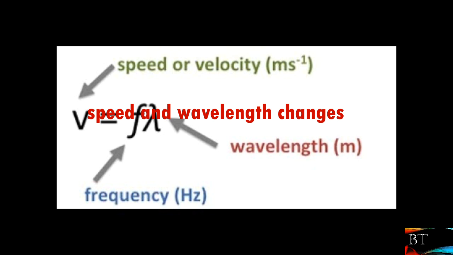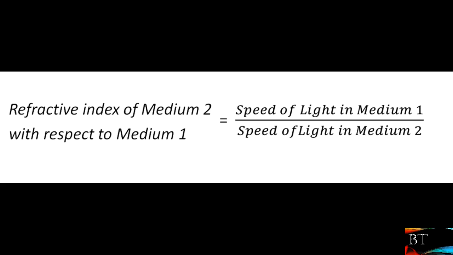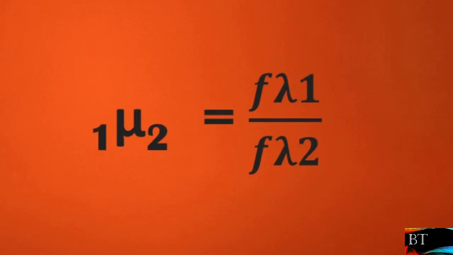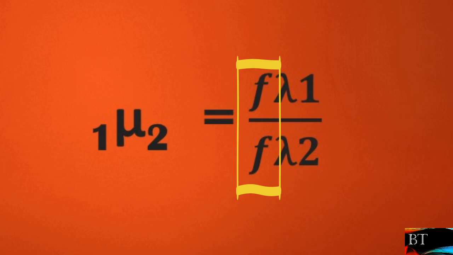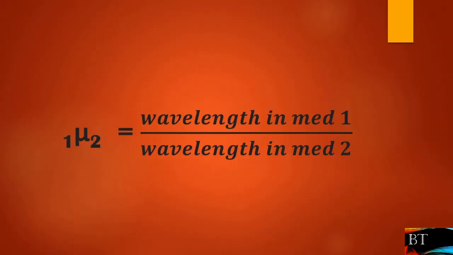Hence, we can write the refractive index is equal to the speed of light in medium 1 by the speed of light in medium 2, which is equal to frequency times wavelength of light in medium 1 by wavelength of light in medium 2. Since frequency is the same in both media, the refractive index is equal to the ratio of the wavelength of light in medium 1 to the wavelength of light in medium 2.